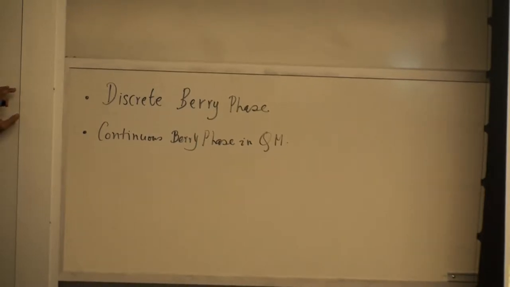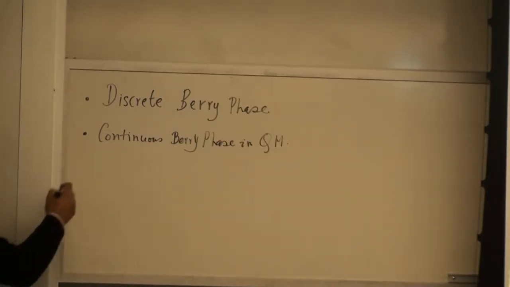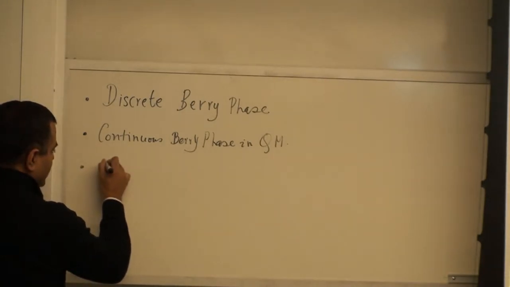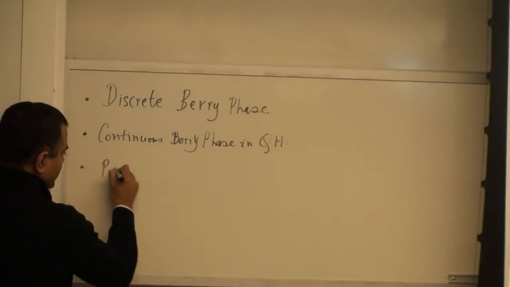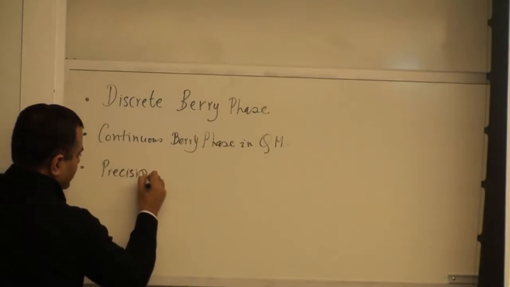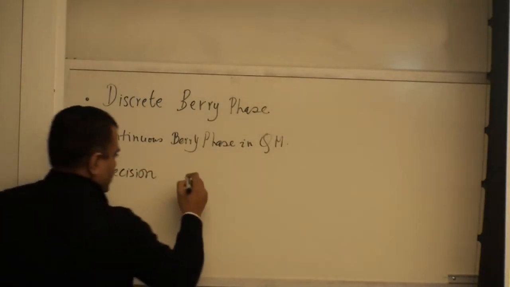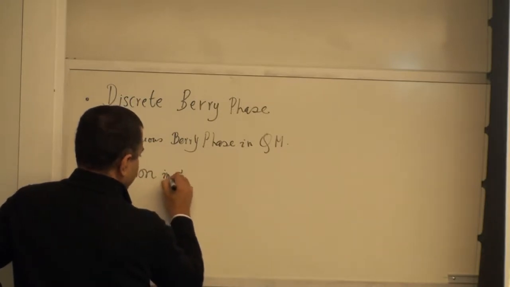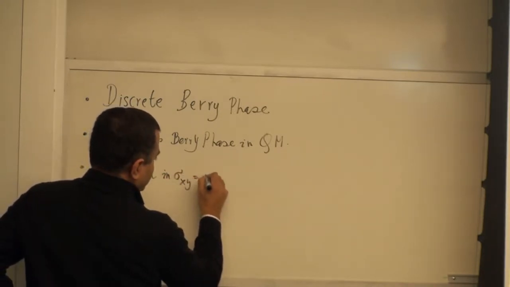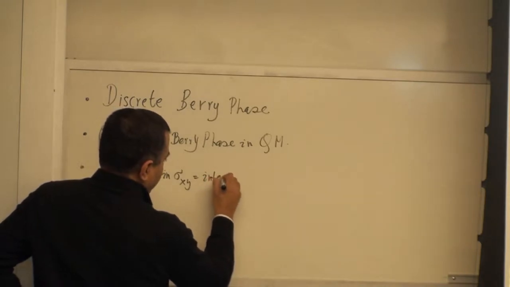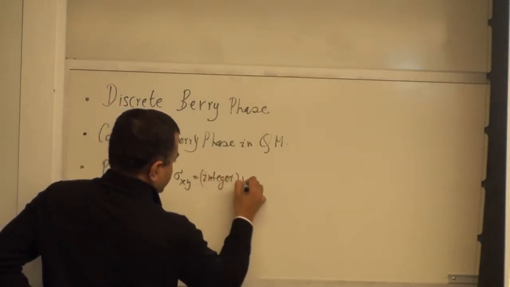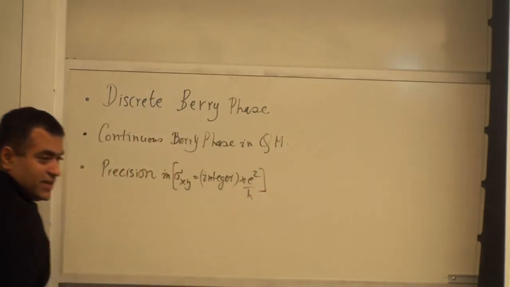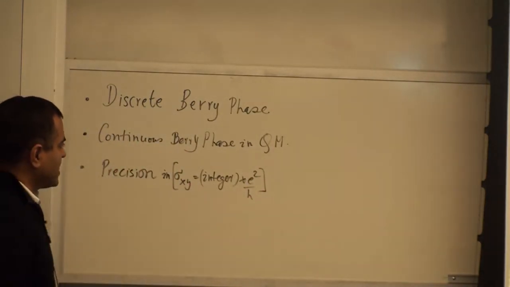That's our motivation. That's where we started. We wanted to understand the quantum Hall effect, and that will immediately explain why we have the precision in the transverse conductance, sigma xy is some integer times e squared by h, right? That's something we had seen, right? And we are saying, why is it so precisely quantized?